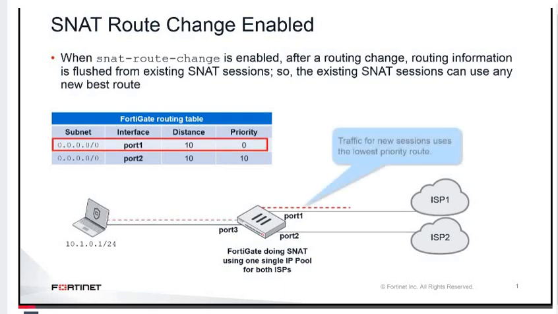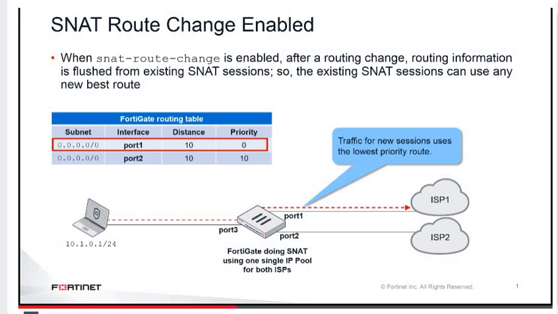When SNAT route change is enabled, after a routing change, the actions are the same as they are for sessions without SNAT. Routing information is flushed from the session table. Route cache entries are removed. Routing lookups are done again for the next packets, which can potentially change the outbound interface being used to route the traffic. RPF check is done again for the first packet in the original direction.